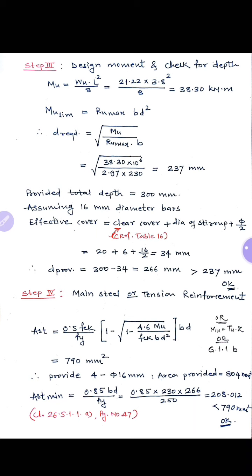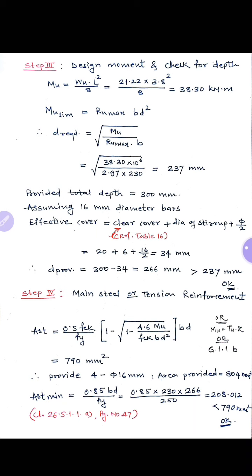We have to check this value with Ast minimum. For a beam, minimum Ast as mentioned by clause 26.5.1.1a, page number 47, is 0.85 b d by fy. This value comes out to be 208.012. This is minimum steel, and the steel which we require is 790. So minimum steel is less than 790 mm square, so we are going to provide this 790 mm square.